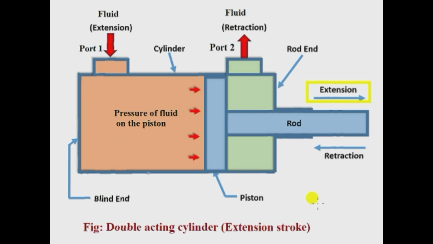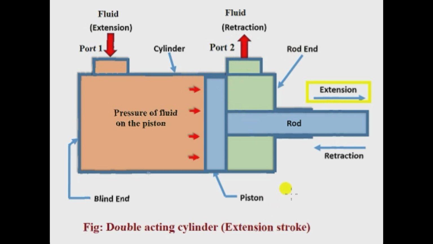Now let us discuss the definition part. In a double acting cylinder, the flow of working fluid takes place into the cylinder from both the sides, that is from port 1 and also from port 2. In simple words, we can define it like this: the flow of working fluid takes place from both the sides, from port 1 and also from port 2. So this is the definition of a double acting cylinder.